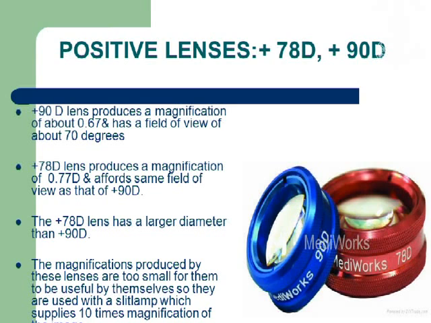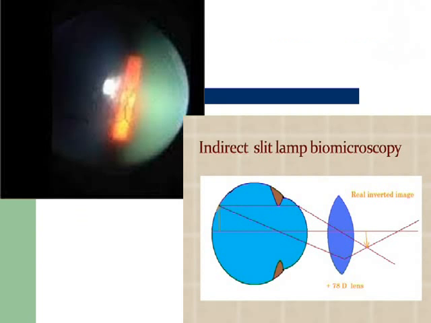The 78D lens has a larger diameter than the 90D lens. The magnifications produced by these lenses are too small for them to be useful by themselves, so they are used with a slit lamp, because the slit lamp is the one which actually magnifies the view which these lenses give. The slit lamp magnifies that view by almost 10 times. So this is the principle of these plus lenses. Essentially, this is a 78 diopter lens and it will give you a real inverted image like this. So you are seeing an inverted image with these lenses.